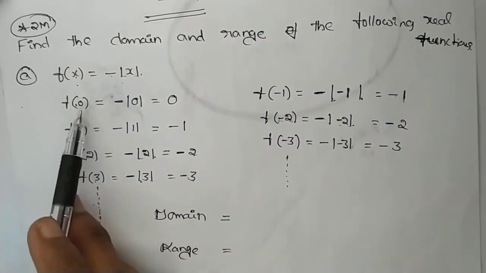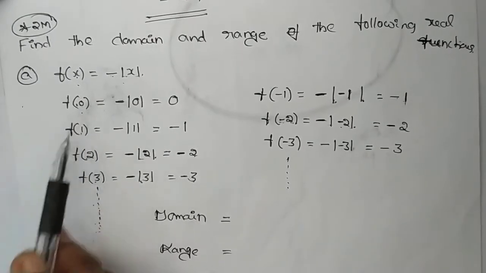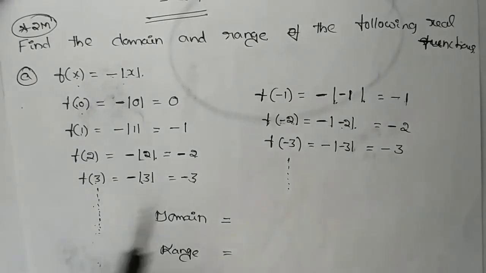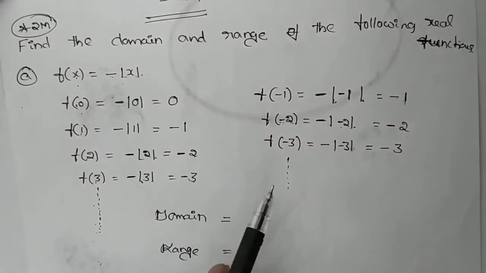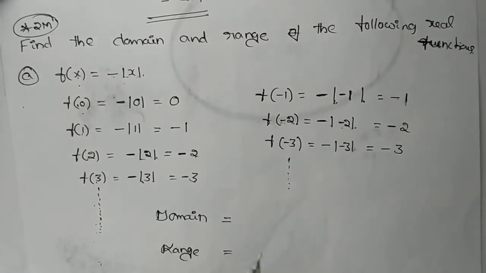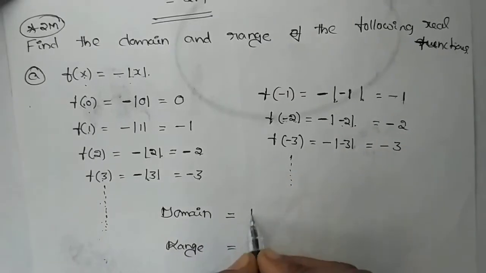All these numbers are what kind of numbers? All these are real numbers: 0, 1, 2, 3 and so on, and minus 1, minus 2, minus 3 and so on. All these numbers are real numbers. Then domain will be the real numbers.